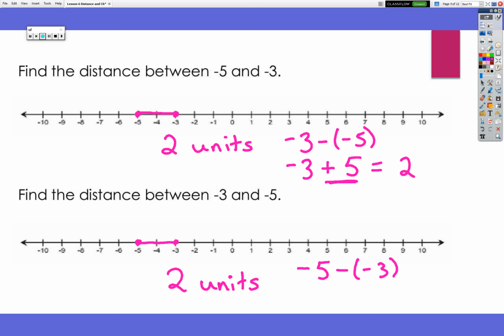Okay, next one, -5 minus a -3. I'm going to rewrite this as adding the opposite. -5 plus the opposite of -3 is +3. Different signs, subtract, keep the sign of the larger number. So 5 minus 3 is 2. This time I'm going to keep the sign of -5, so my answer is -2. The absolute value of -2 is 2. So the distance between the two numbers is 2.